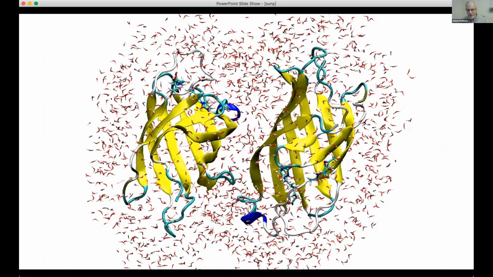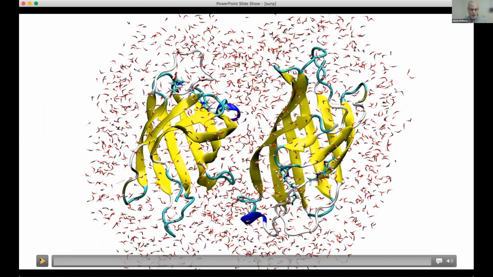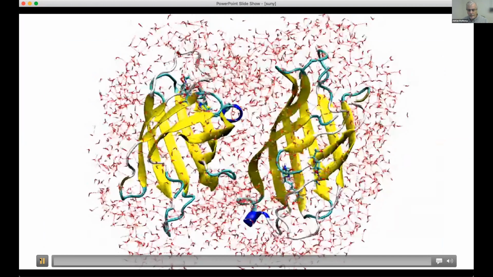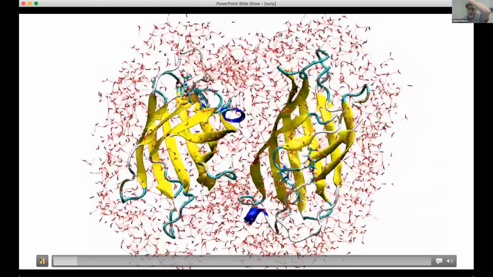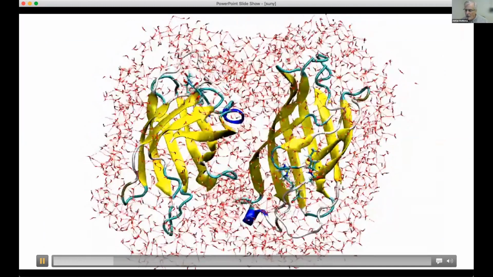Let me just show you one thing, so we can do molecular dynamics for big systems, right? I'm not showing you that this is accurate or anything, it's just capability, all right?